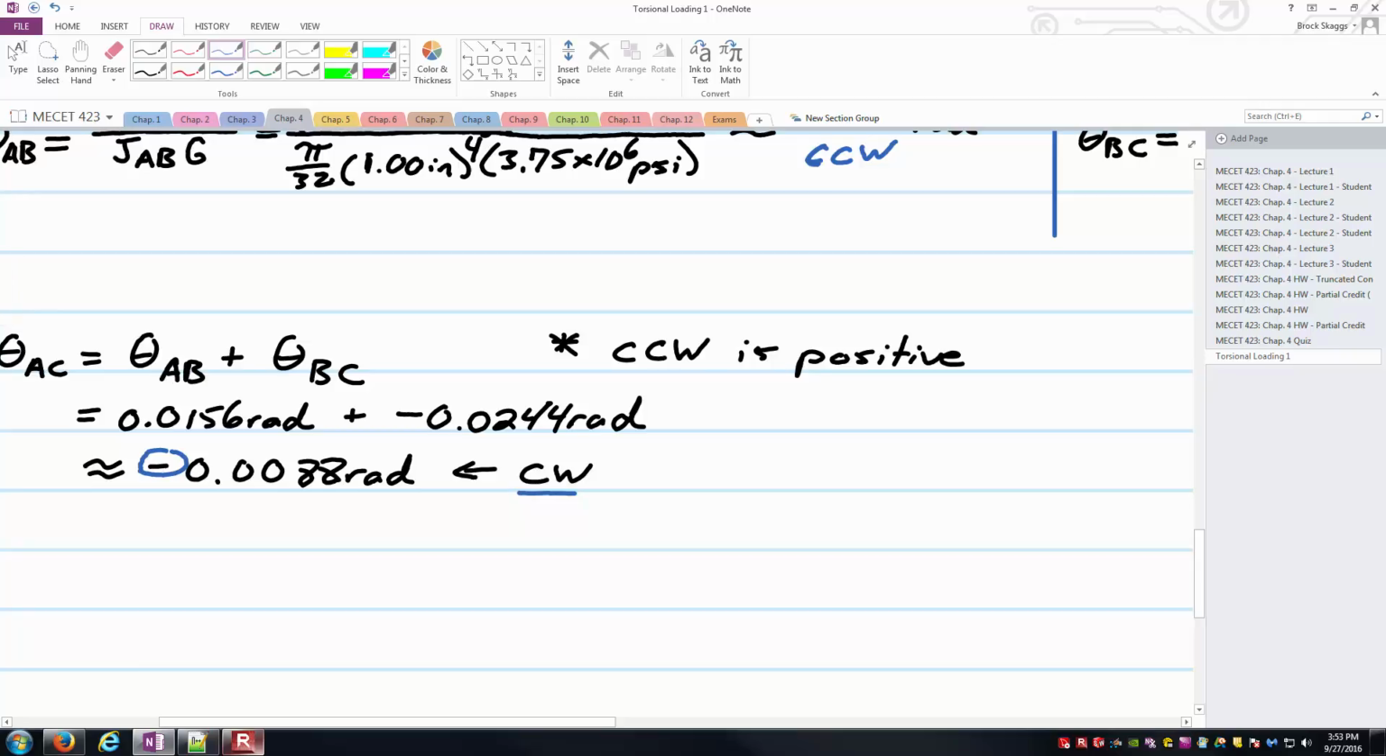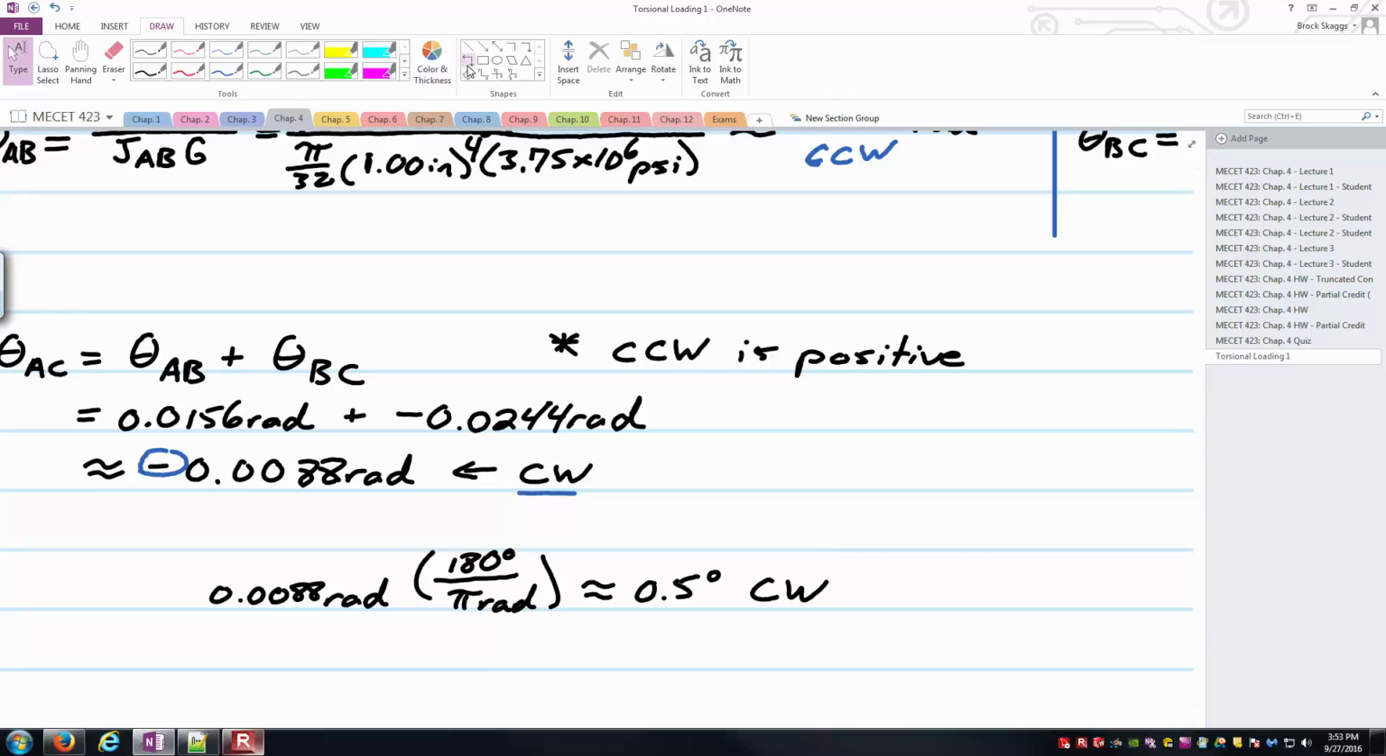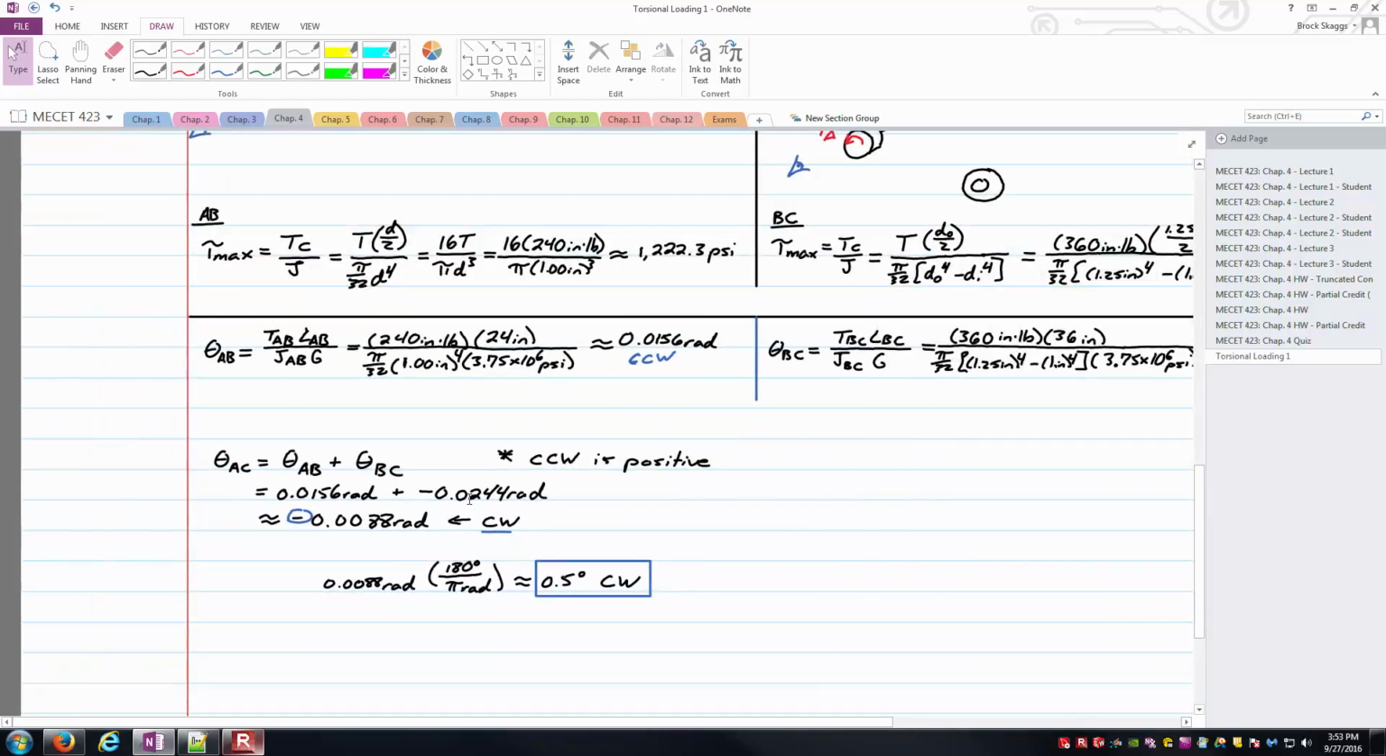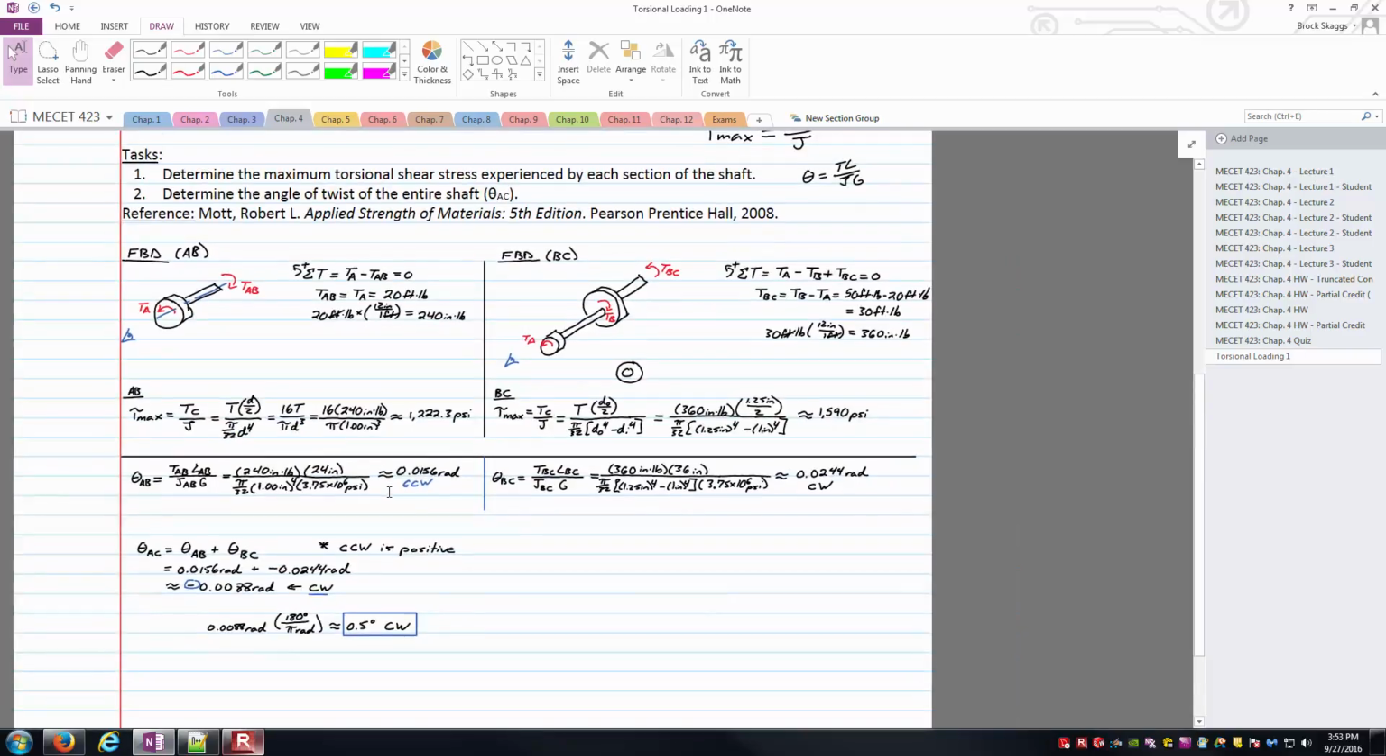Other thing, maybe I asked for it in degrees instead of radians, so there I could come down here and say, well, 0.0088 radians, one way to convert is 180 degrees is pi radians. And so just come through here, 180 divided by pi, that's roughly 0.5 degrees. And again, that's moving in the clockwise direction there. And so I guess final answer being what I've got boxed right here. Basically half a degree in the clockwise direction for the overall angle of twist of the shaft, theta AC there.